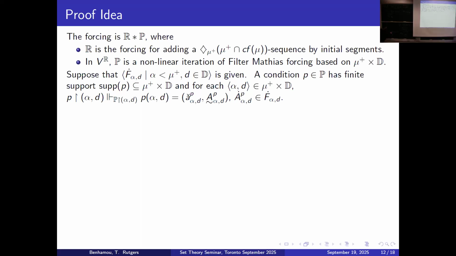And at coordinate alpha D, you require that the condition, which has support below alpha D, forces that P of alpha D is a condition in the Matthias forcing associated to the filter indexed by alpha D. Okay. So that's the nonlinear iteration. Again, the idea is that the generic real we are going to add here only depends on that part of the filters.